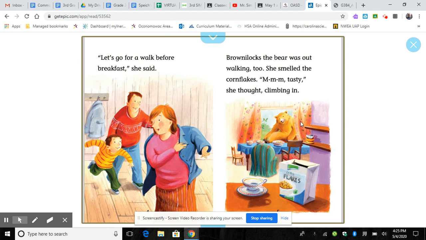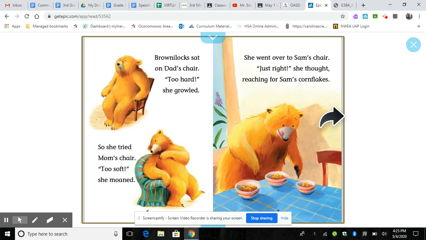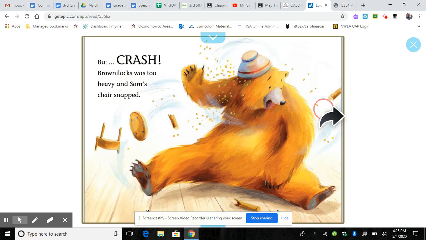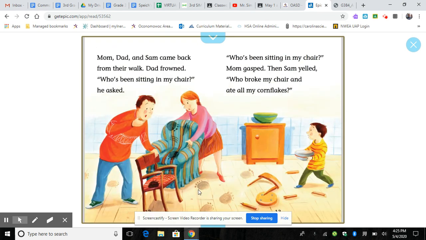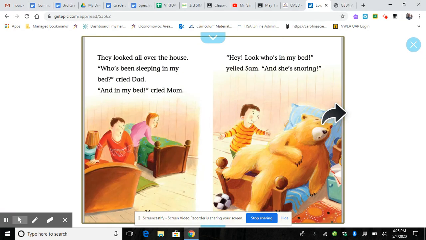This one is like how Brownylocks, she climbed into an open window. I might say then she goes and tries other chairs and ends up breaking one of them. That could lead to her getting in trouble. Then she decides to try out these beds and falls asleep. Would she get in trouble if she's caught? Absolutely. Then the family comes home and they see what's all happened. They can even see footprints in the chairs and on the floor. And then Sam finds out that somebody ate all the cornflakes. That could get them in trouble. They find Brownylocks sleeping in the bed. So those are small moments of things that are going to get her in trouble.